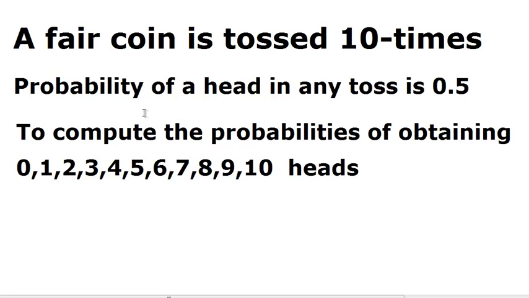Since we are tossing this coin 10 times, typically we will be computing the probabilities of obtaining 0 or 1 or 2, up to a maximum of 10 heads showing up. So one of these outcomes regarding the number of heads may occur. So let's use Excel to compute these probabilities.